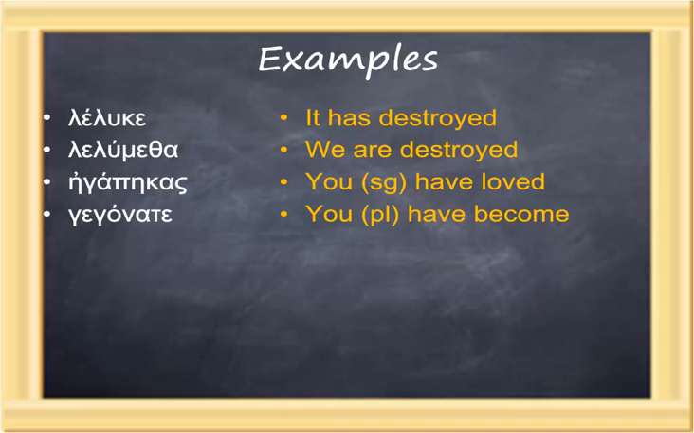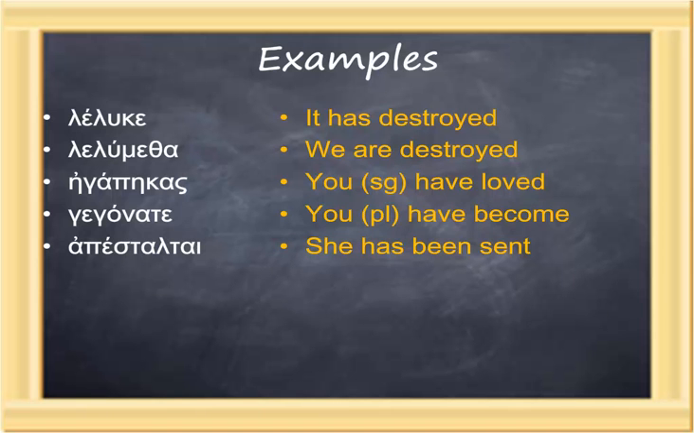Gegonate is second person plural. The geg suggests it's a perfect, but notice there's not a kappa alpha, just an alpha. So this is a second perfect active. You plural have become.